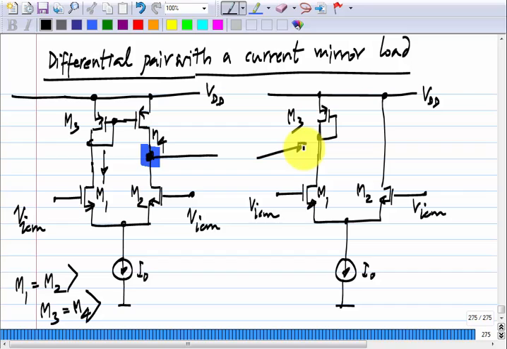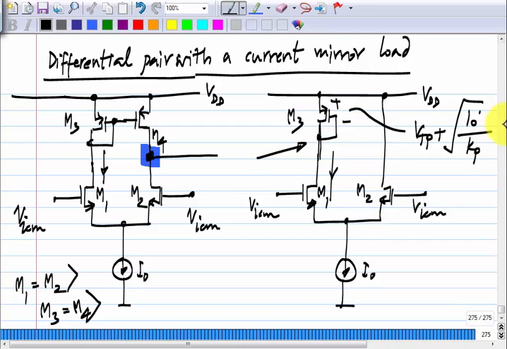Is that that voltage or is it the VGS of M3? Or VSG of M3, what is that? Whatever is required to support a current of I0 by 2, how much is that? The VSG has to be VTP plus square root I0 by KP, okay? Assuming I0 by 2 flows here, I0 by 2 flows there. So, this voltage is VDD minus that voltage, okay?